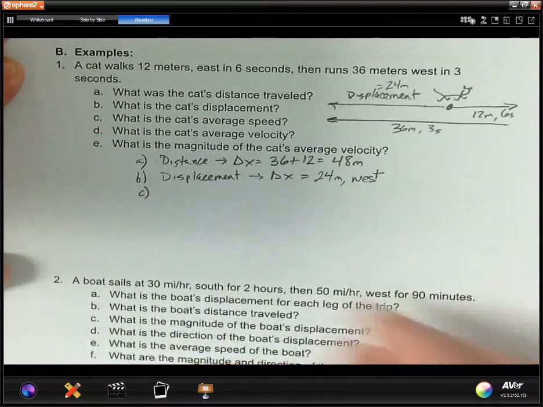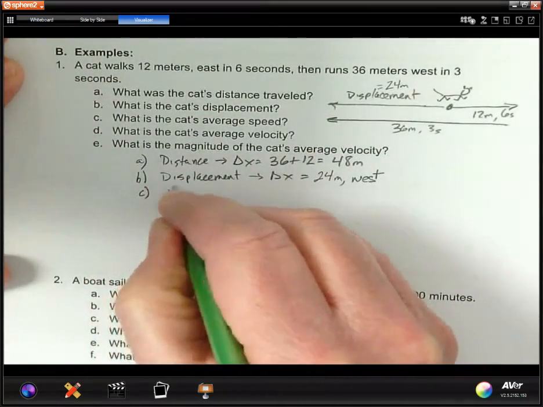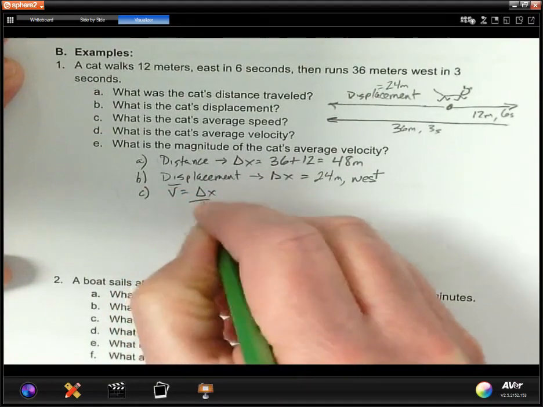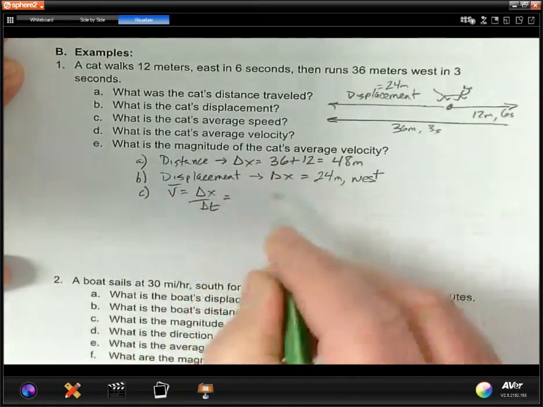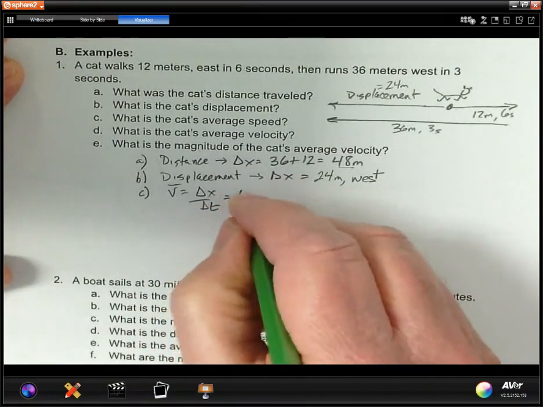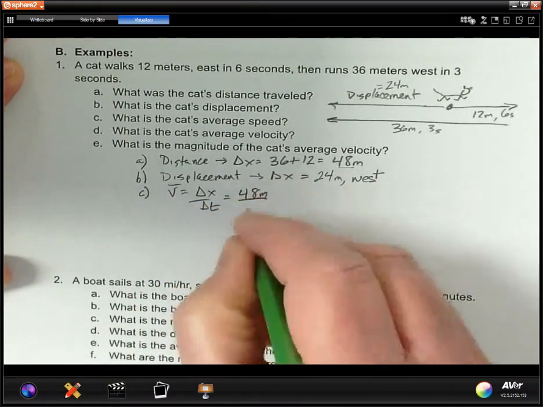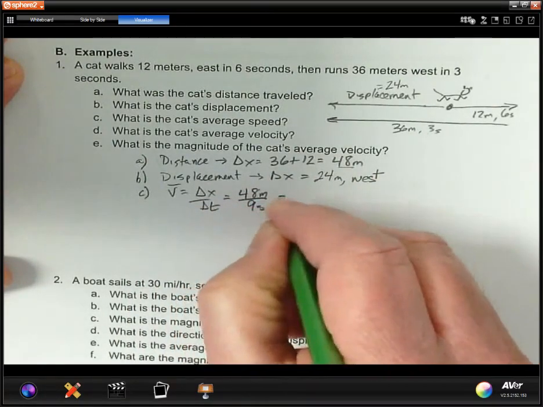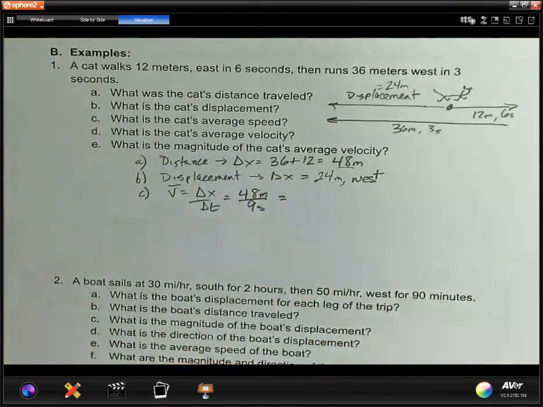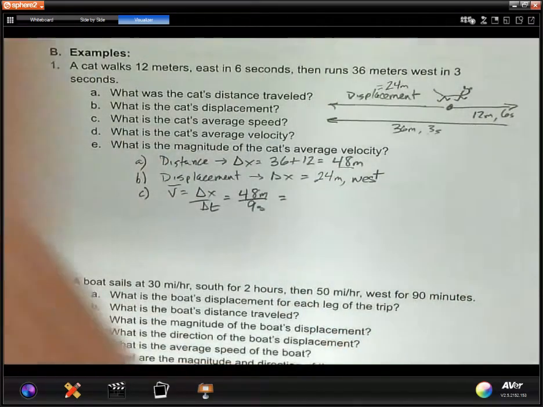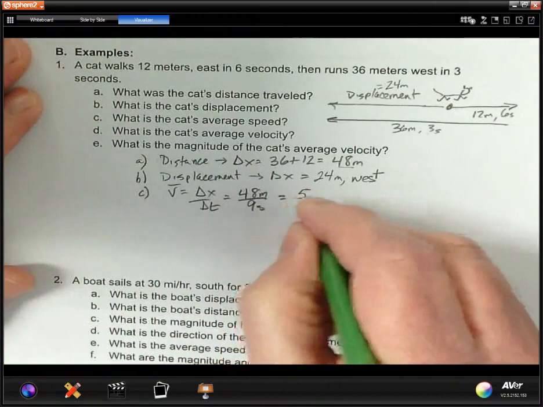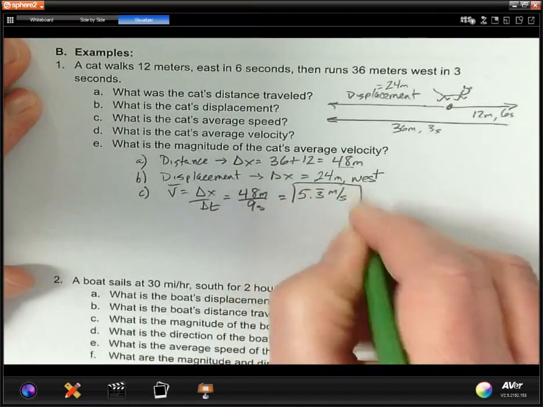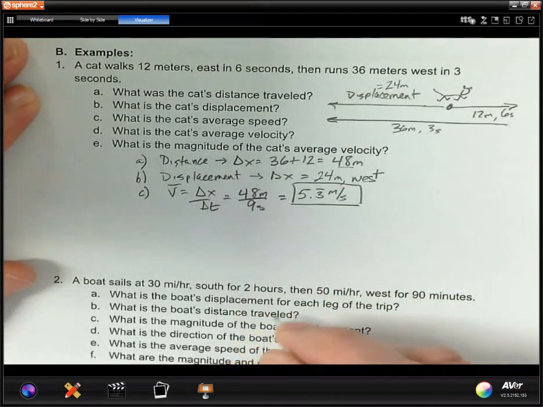Part C, the average speed. When we find average speed, we're going to do delta x divided by delta t. But in this case, we want to use the distance, so we want to use 48. 48 meters in, it was 6 and 3, so 9 seconds. And that's going to give me a value of 5.3 repeating meters per second for his average speed.